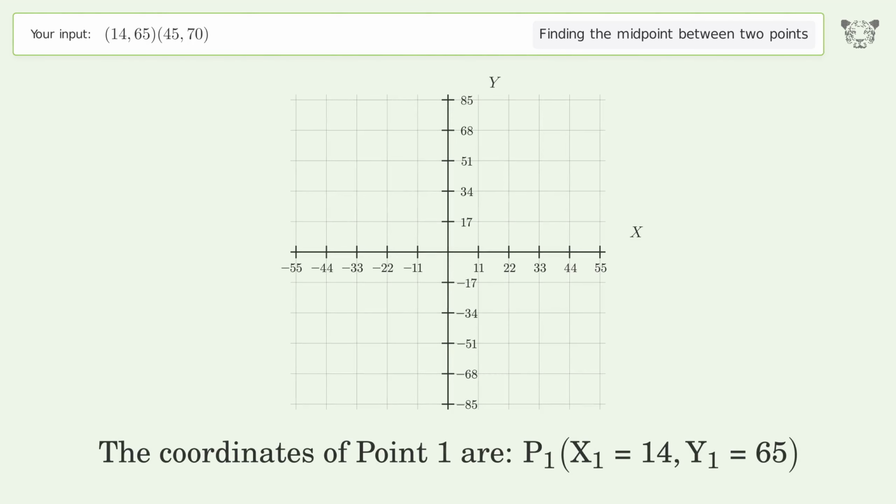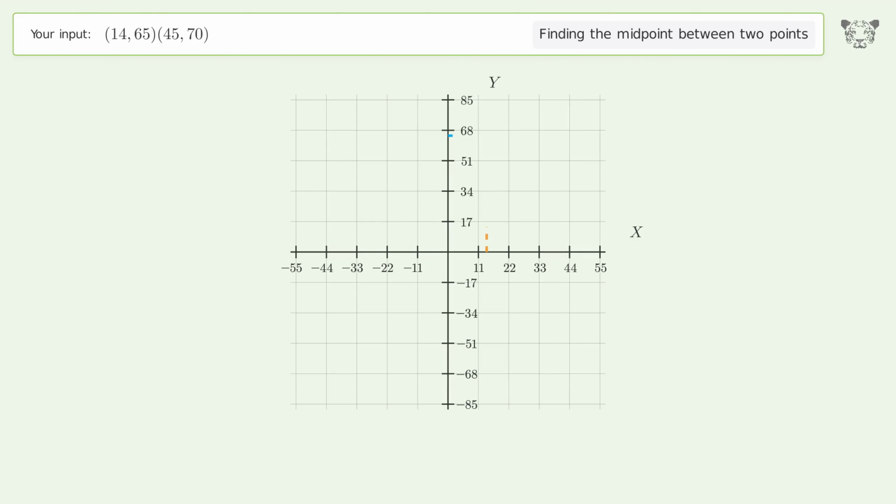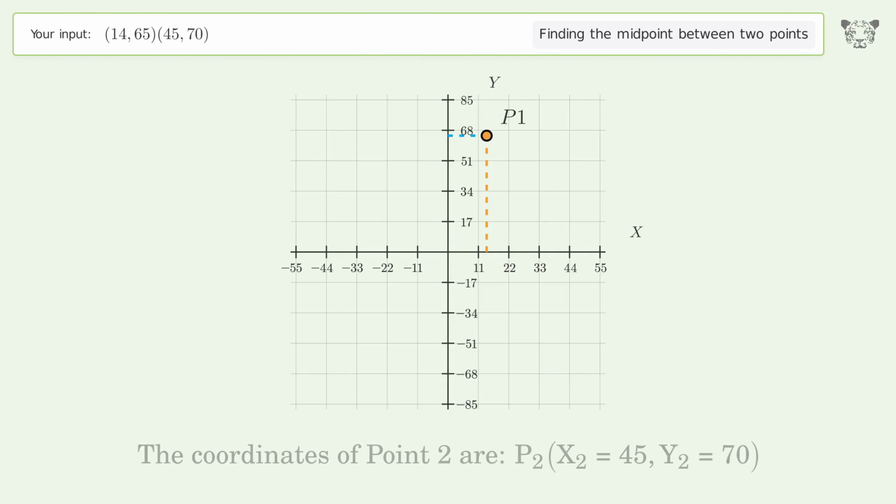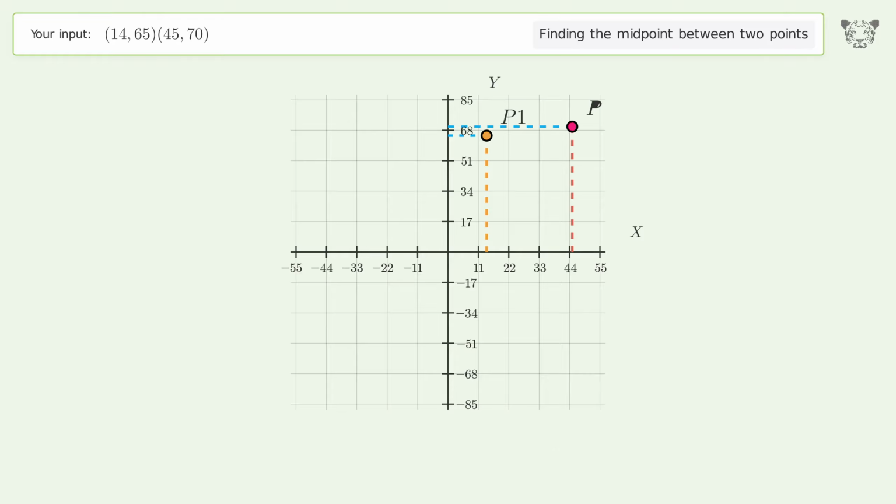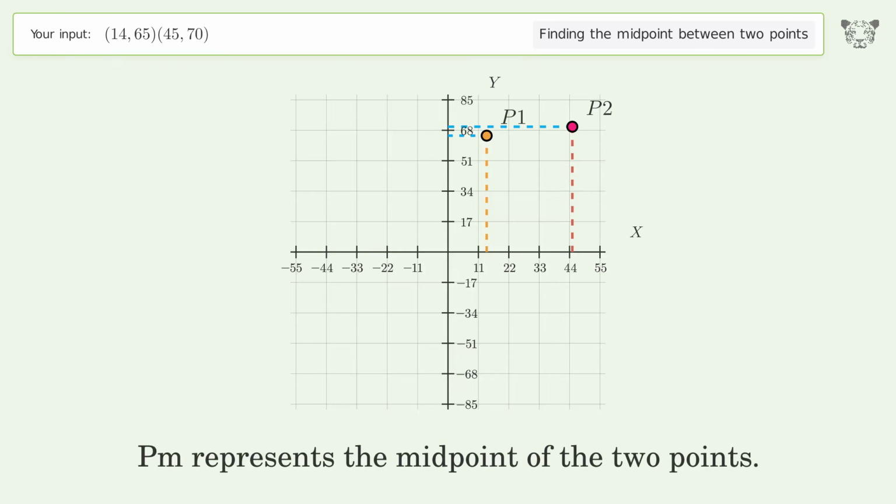The coordinates of point 1 are x1 equals 14, y1 equals 65. The coordinates of point 2 are x2 equals 45, y2 equals 70. PM represents the midpoint of the 2 points.